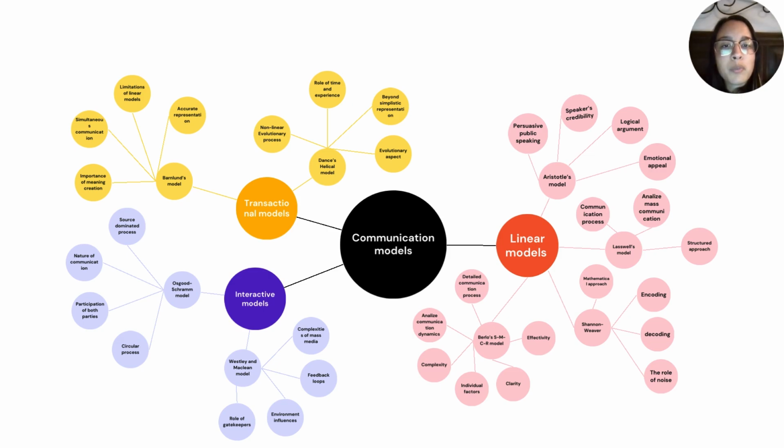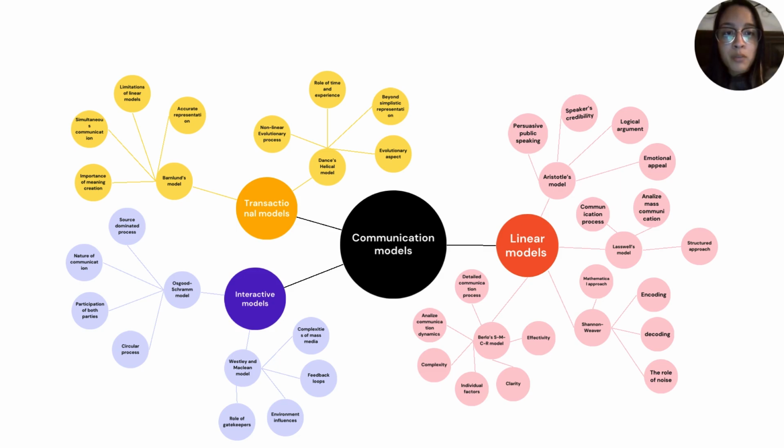The Shannon-Weaver model of communication was developed by two mathematicians, and it proposes that communication is a linear, one-way process. We have five components of this model: sender, encoder, channel, decoder, and receiver. It can be applied to marketing.